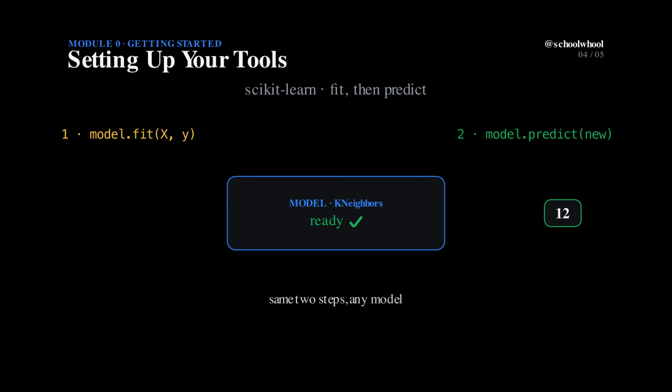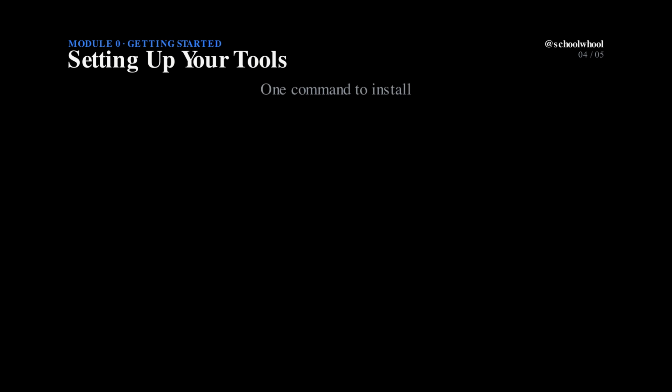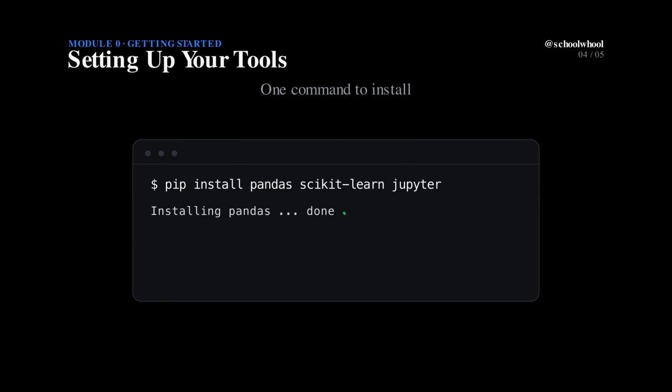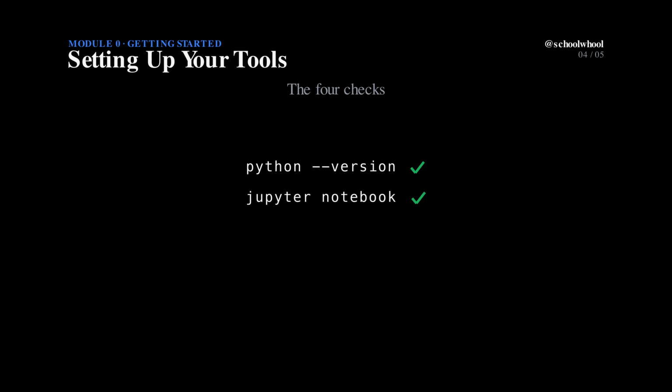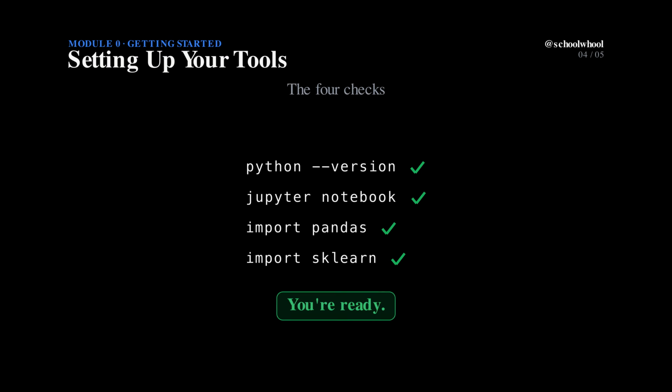Installing everything takes one command. From your terminal, run pip install pandas, scikit-learn, and Jupyter. Then let it finish. If you prefer an all-in-one option, the Anaconda distribution ships with all of these tools already included. Now, the moment of truth. Open a notebook and check each tool, one line at a time. If all 4 checks pass without an error, your machine is ready for everything ahead.